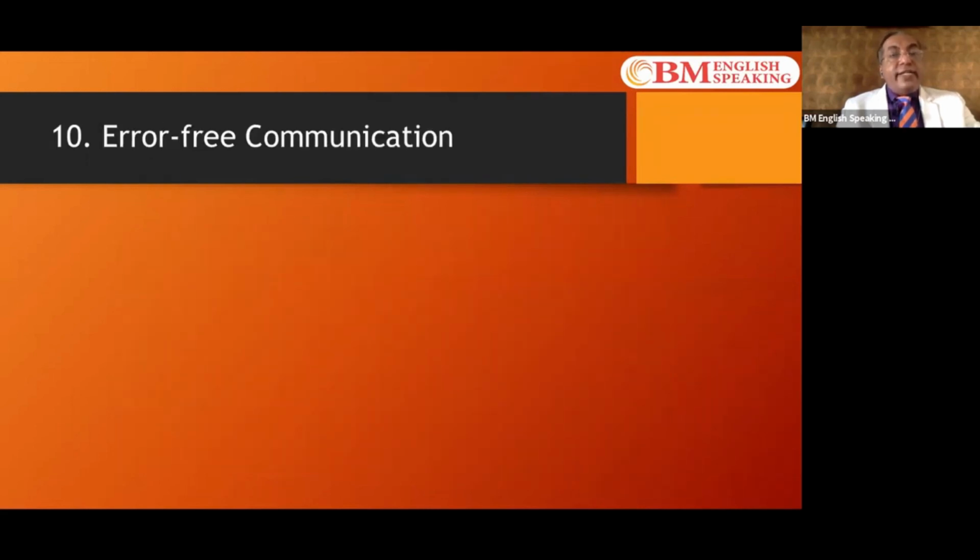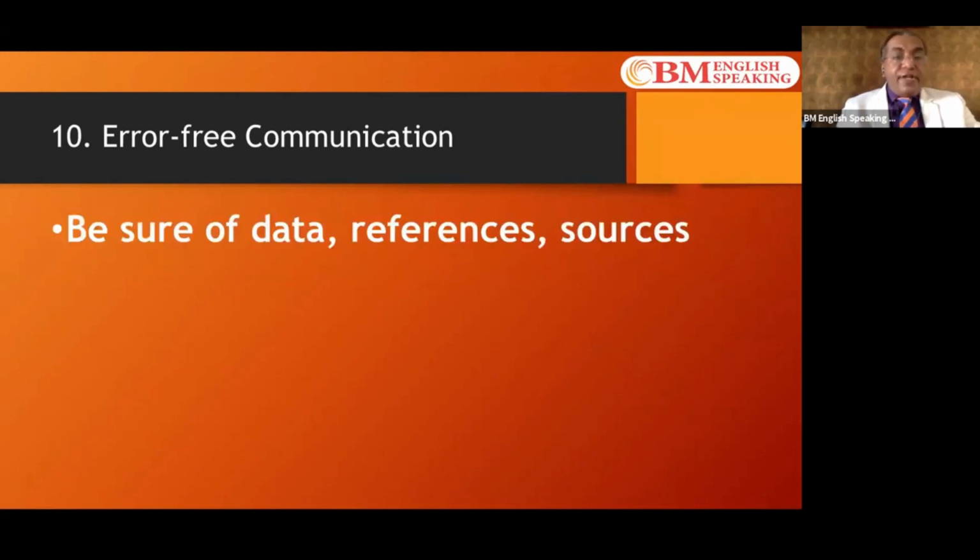And the 10th technique is to make sure that your entire communication is error free. Be sure of the data, the references, and the sources that you share in your communication. Double check the facts that are there.